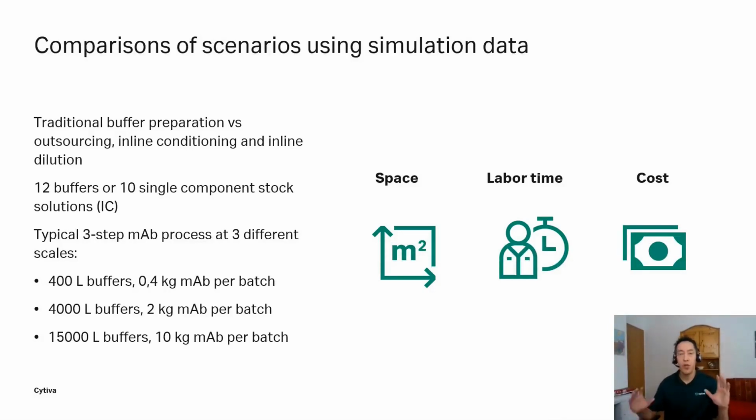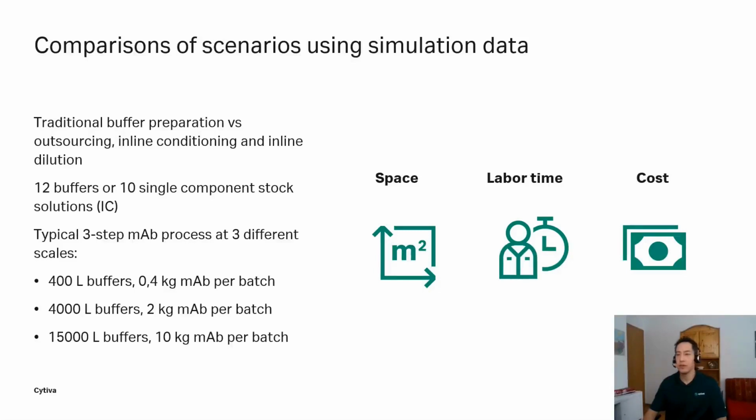It's understood that there is no one-size-fits-all approach in buffer management, and that every situation will have a number of factors contributing to how buffers are managed within a facility. But that said, it's worth looking at because the results of the simulation were quite compelling. The different strategies that were evaluated were traditional buffer preparation, outsourcing of 1x buffers, and also variants of inline conditioning, IC for short, and inline dilution, or ILD. Was run under a simulation of a 3-step MAB manufacturing process at scales requiring volumes of 400, 4,000, and 15,000 liters of buffers.